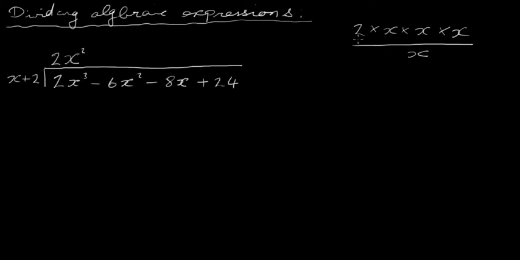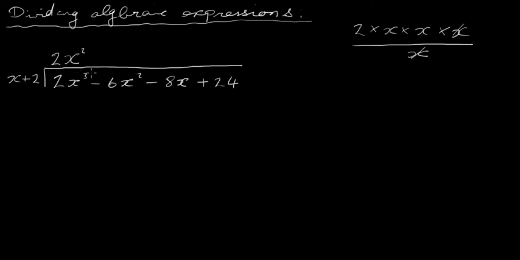So everything on top here, the numerator of this fraction, they're all multiplied. So we're dividing by x, so what we can do is take this x here and just cancel it with this x here. In other words, x into x is 1, x into x is 1, and we're left with 2 times x, which is 2x squared. So our answer here is 2x squared.